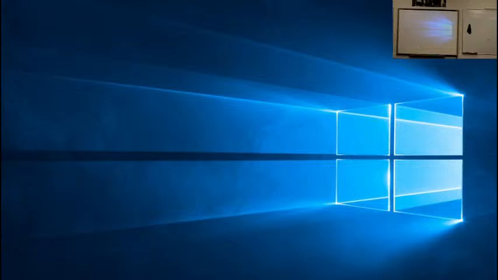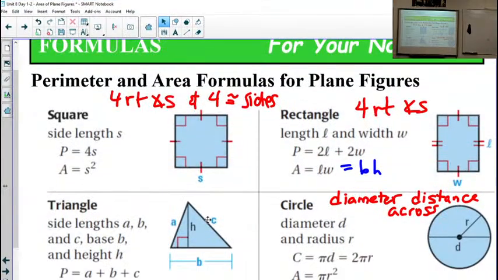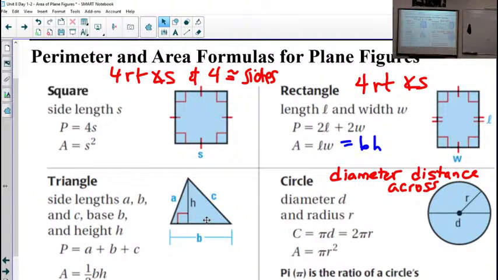All right, here come your formulas. Again, all of these should look familiar to you. A square: the thing that makes something a square is that all four sides should be the same, all four angles should be the same.